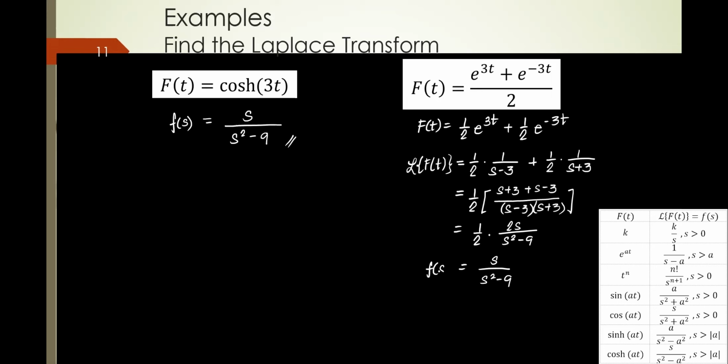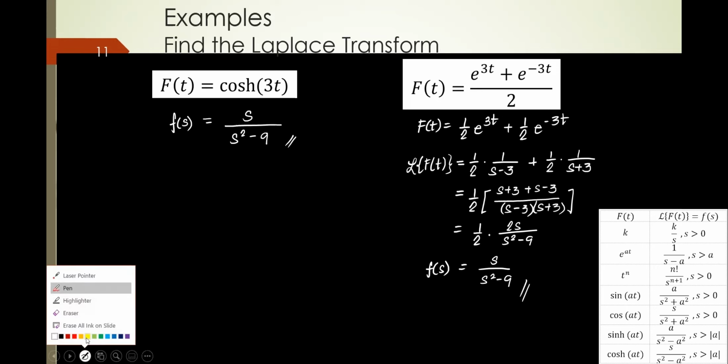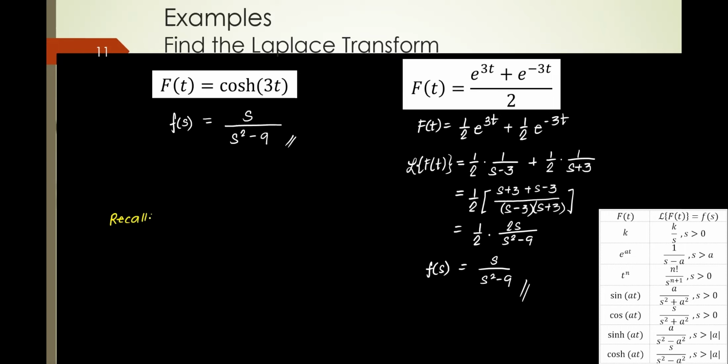So some of you might ask, how is that possible? It's a different problem, but they had the same answer. Because if we can recall that for hyperbolic cosine of ax, that is e to the ax plus e to the negative ax all over 2. If you can recall this from your differential calculus, that's the definition of hyperbolic cosine. So basically, the two problems are the same, so they end up having the same final answer.